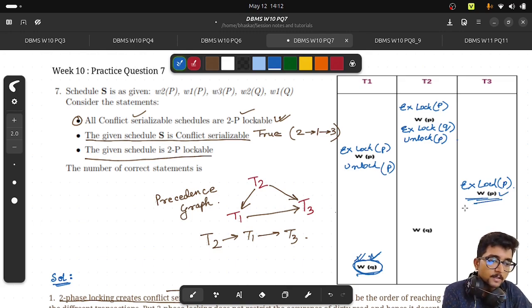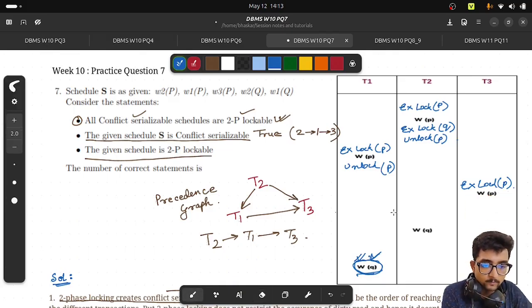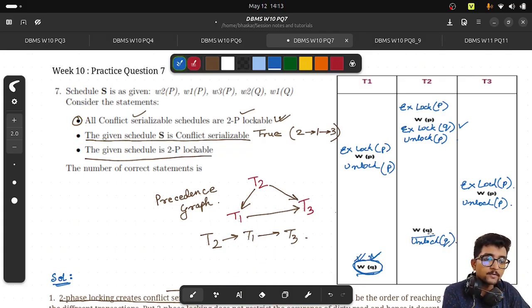Then I can also unlock, because there are no other operations for the T3 transaction. So simply unlock P. Now WQ is where I have reached. We have already taken the exclusive lock on Q, so I do not need to worry about anything else. I can directly do WQ, write Q, and then unlock Q, right? So till now this was all fine, but now I come back to T1.